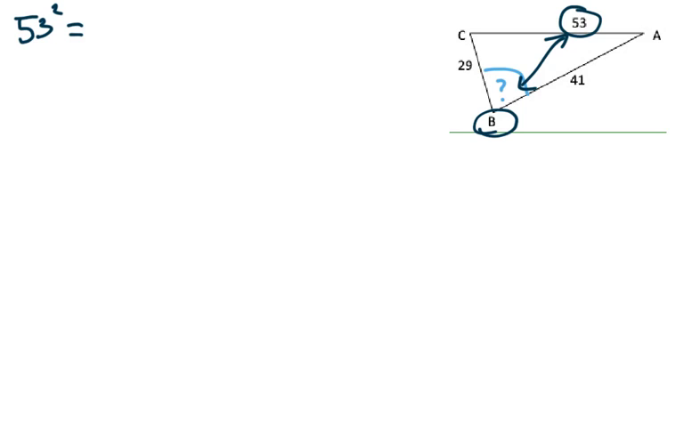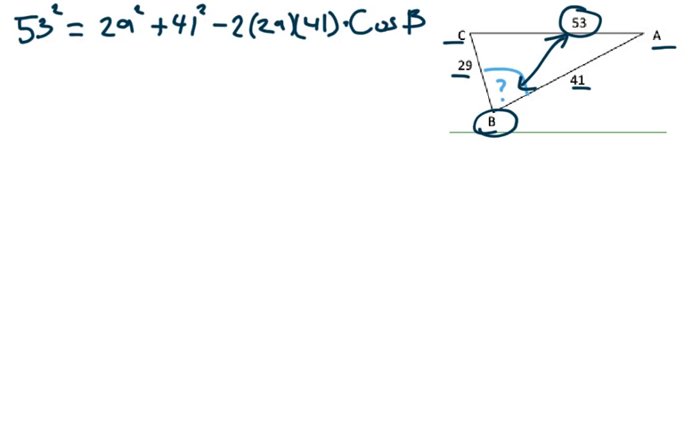But before that, if I'm focusing on B, A and C are my other two sides that I'm referring to. Side length A is across from angle A, so that'd be 29. So 29 squared plus C squared, which is 41, right, because it's across from angle C. So that's 41 squared minus 2 times 29 times 41 times the cosine of B.